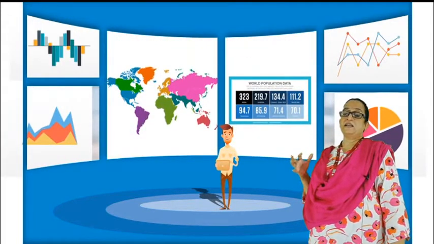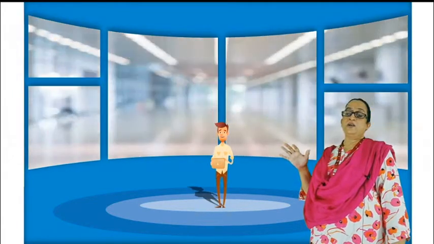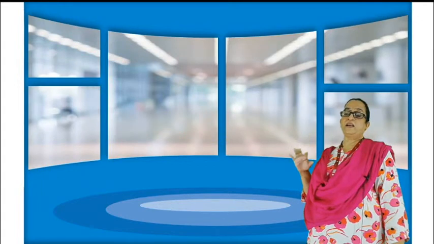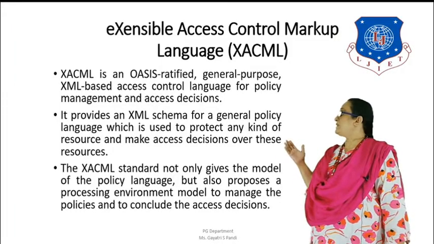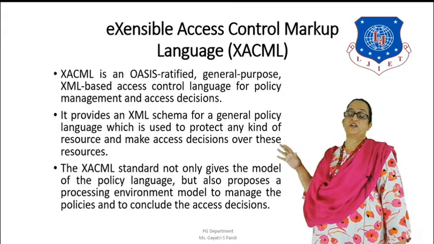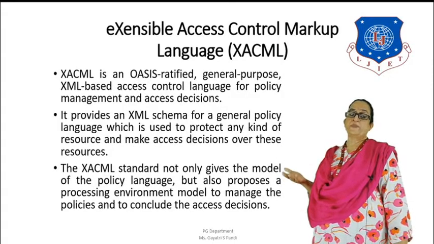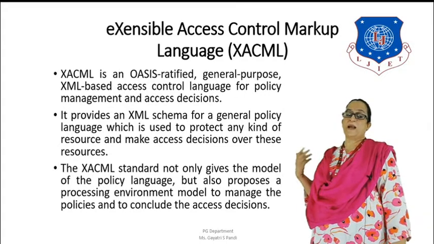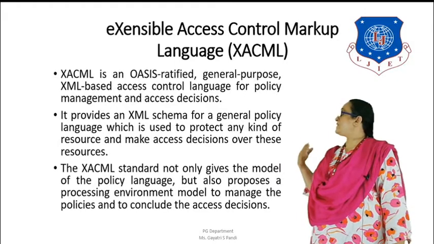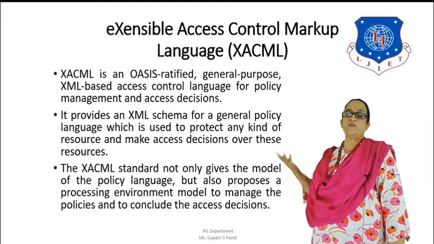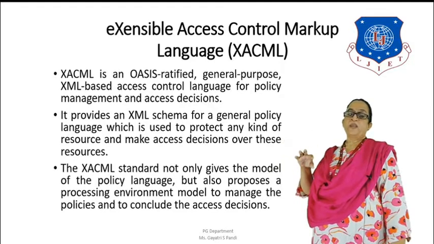This again is an open standard that is ratified by OASIS and used for managing and controlling various policies. As I said, XACML is an OASIS-ratified, general purpose, XML-based access control language, and it is used for policy management and access decisions. It provides an XML schema for a general policy language, which is used to protect any kind of resource in the cloud environment and make access decisions over these resources.